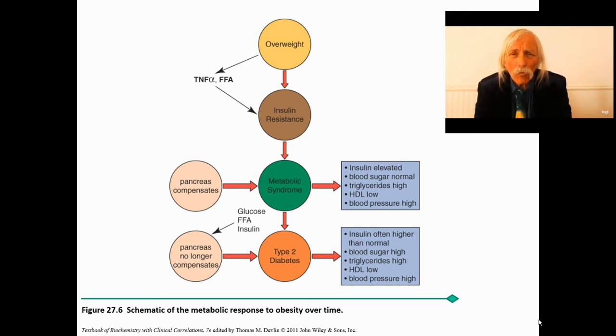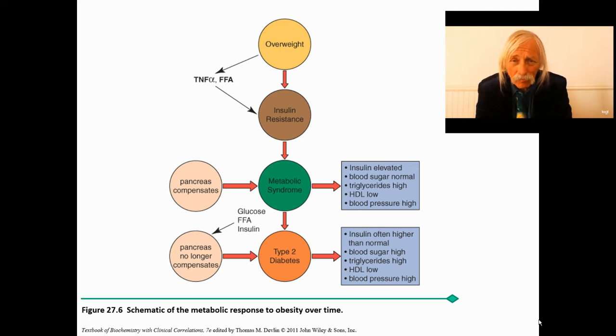So remember, when you're overweight or you have a high BMI, you're going to produce some pro-inflammatory cytokines, for example, TNF-alpha. TNF-alpha and free fatty acids are going to be produced because of a lot of lipase activity. Both of those will lead to insulin resistance. Insulin resistance can then be recognized as a presentation of the metabolic syndrome. The pancreas tries to compensate for that by increasing the amount of insulin.